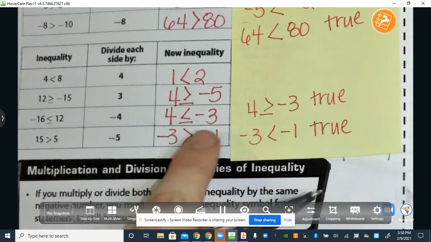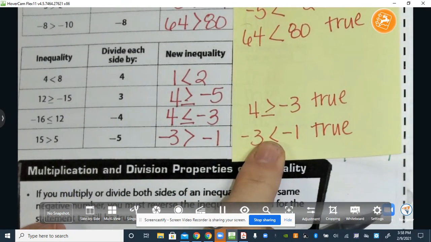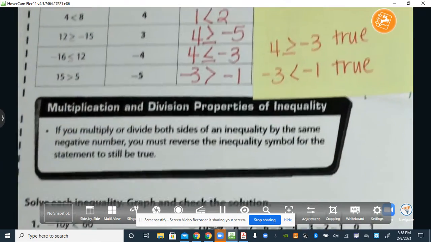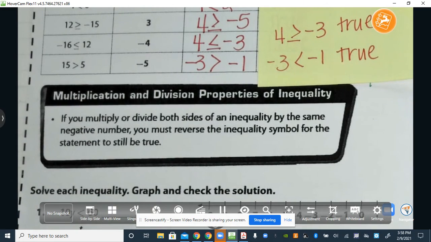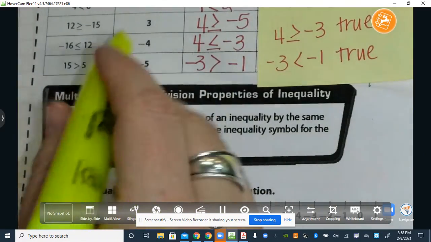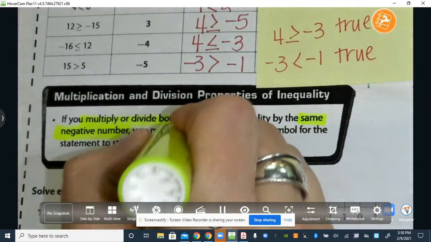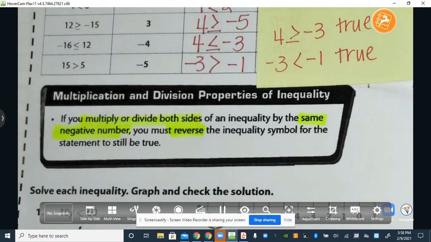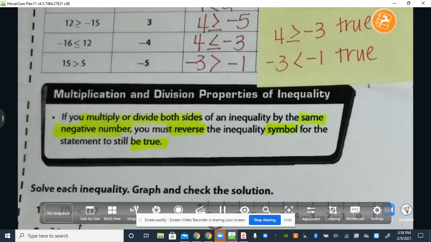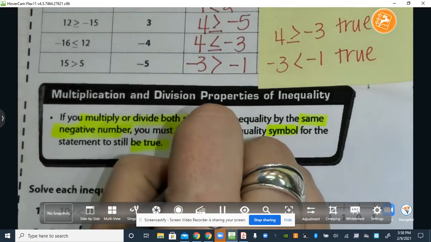So that shows you that when you are multiplying or dividing by a negative, you have to flip the sign in order to make it true. So here's your rule. When you multiply or divide both sides by the same negative number, the key thing is negative, you must reverse the symbol for it to be true. So you've got to flip it around.